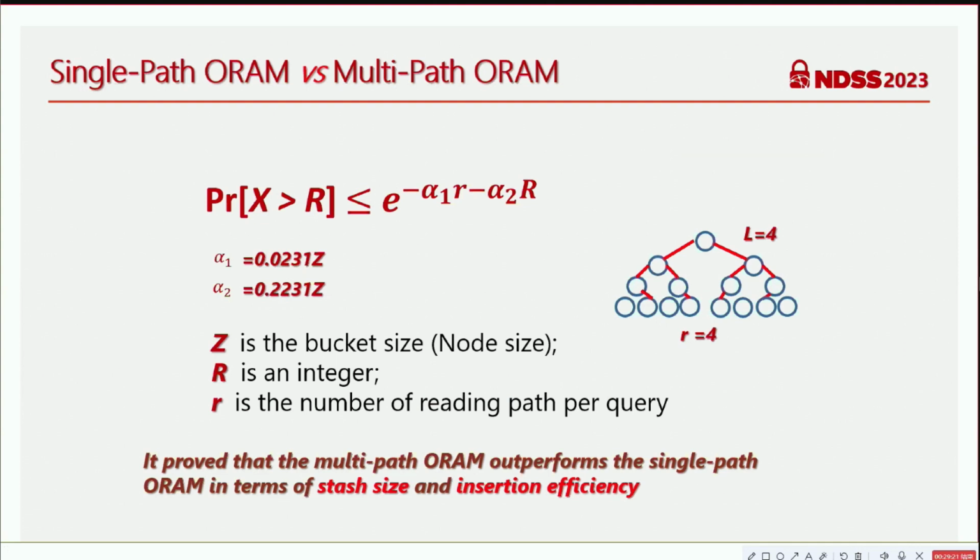From our paper, we conclude the following inequality. The probability of stash size exceeding big R is less than a fixed value, where big R is a positive value, small r is the number of reading paths per query. Here R equals 4, and alpha 1, alpha 2 are constants. This inequality shows that we can increase R to improve insertion efficiency.